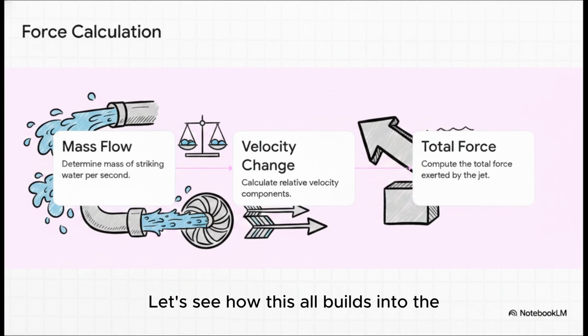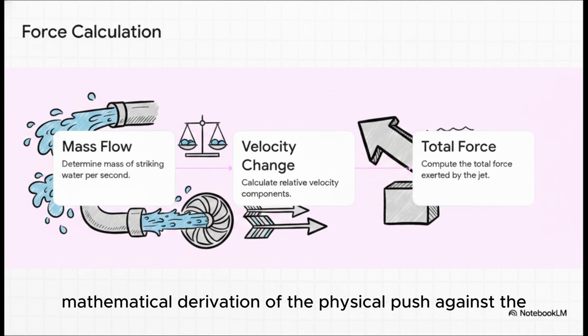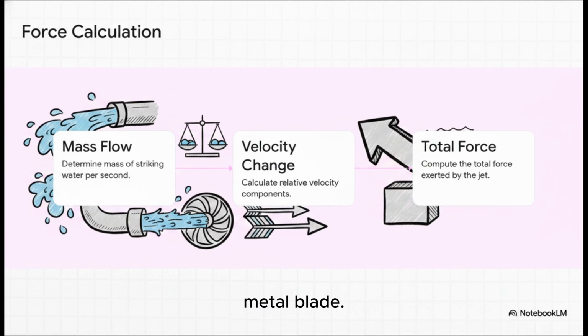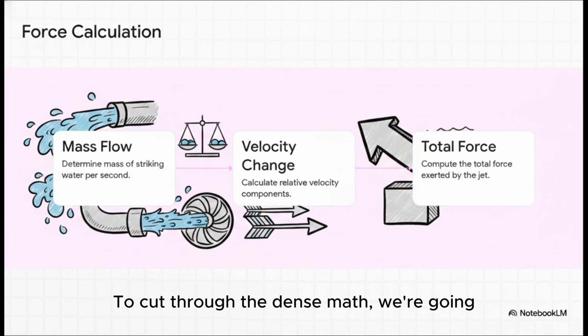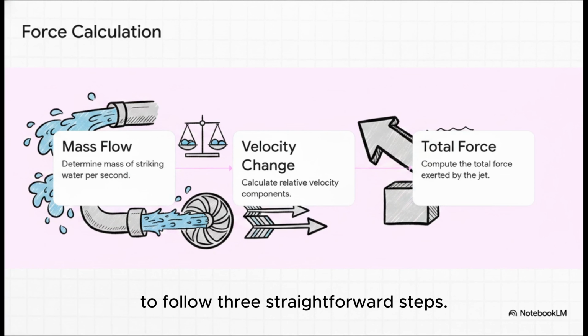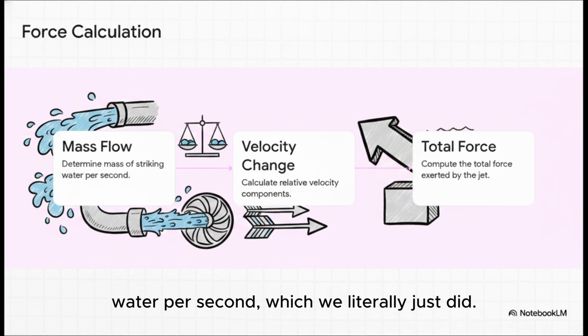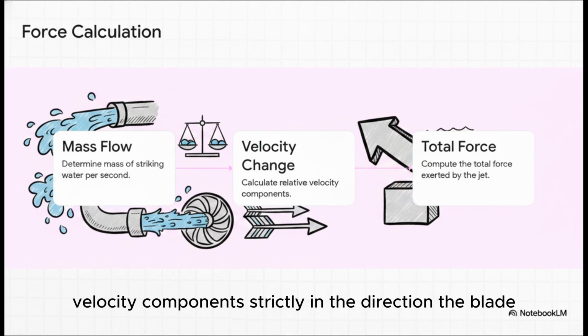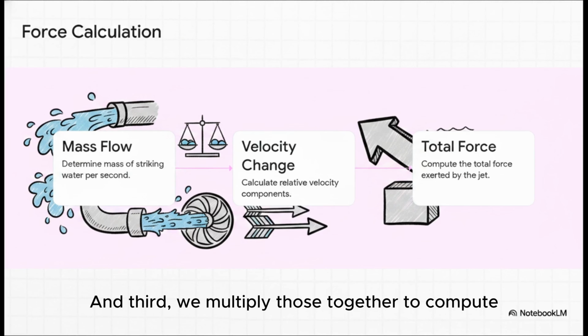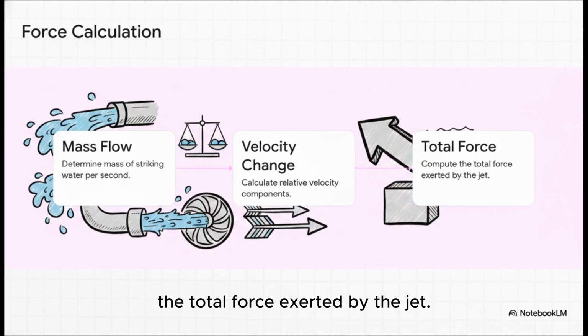Let's see how this all builds into the mathematical derivation of the physical push against the metal blade. We're just applying Newton's second law of motion to our fluid. To cut through the dense math, we're going to follow 3 straightforward steps. First, we determine the mass of the striking water per second, which we literally just did. Second, we calculate the initial versus final relative velocity components strictly in the direction the blade is moving. And third, we multiply those together to compute the total force exerted by the jet.